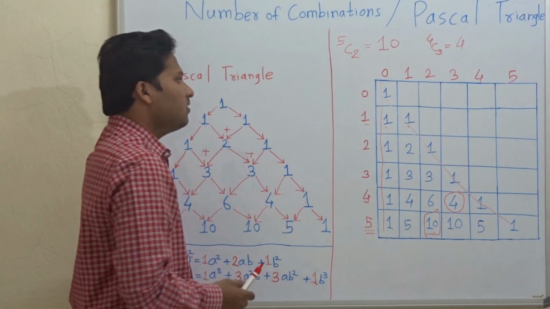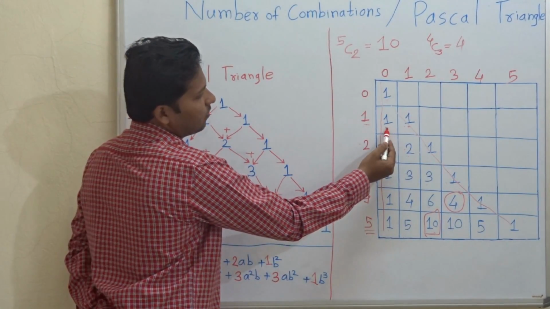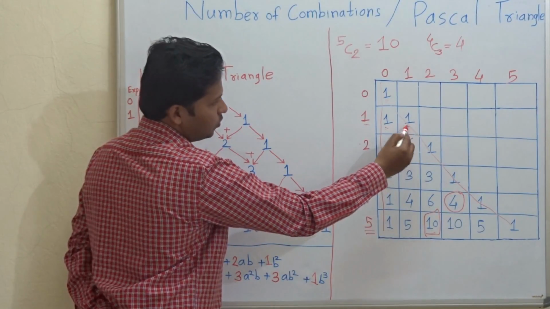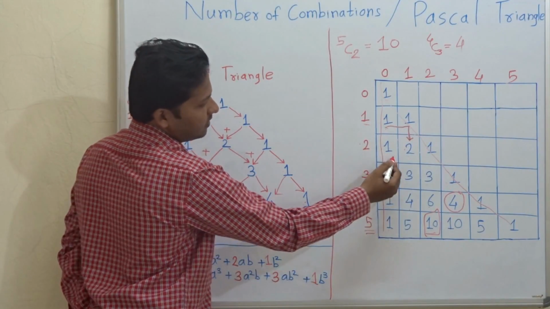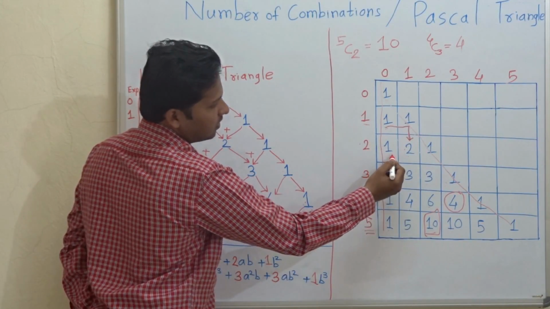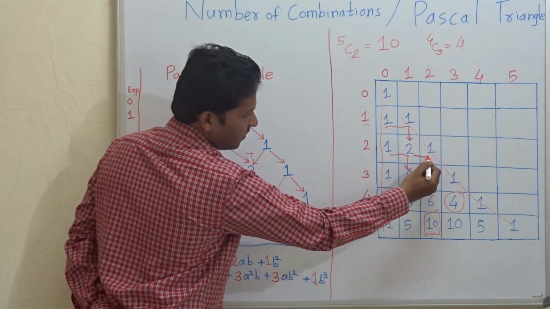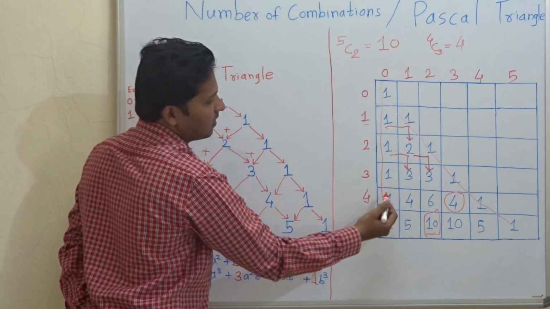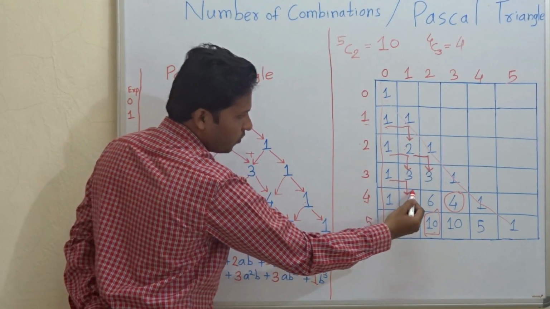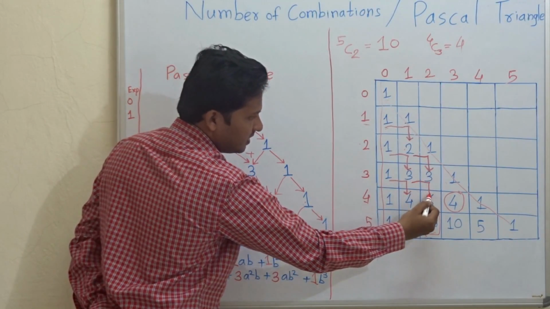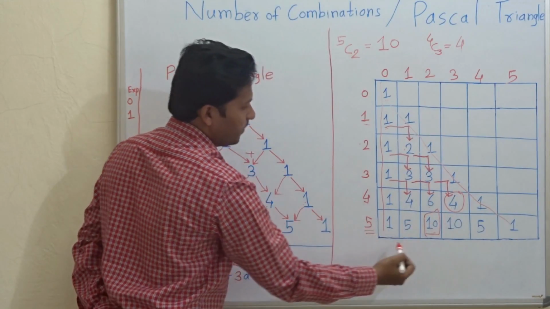and just the remaining things, see here, 1 plus 1 is 2. So these 2 are added to form 2. Then for this row, 1 plus 2 is 3 and 2 plus 1 is 3. Then next row, 1 plus 3 is 4, 3 plus 3 is 6, 3 plus 1 is 4.